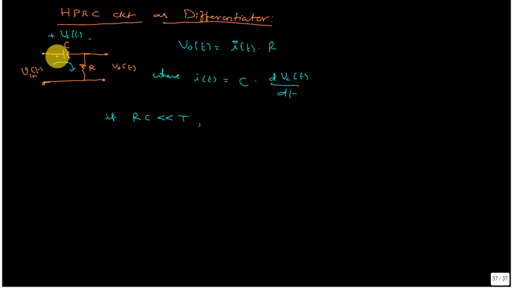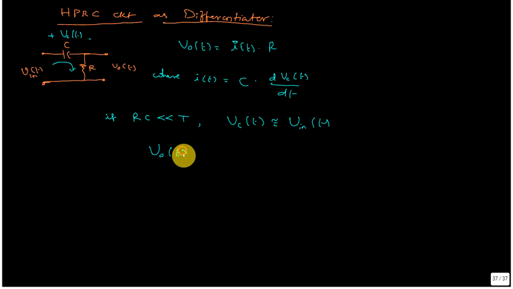If the capacitor reaches the input voltage, then the voltage across the resistor is 0, because if you are applying 10 volts as input, and the capacitor takes the 10 volts, then no voltage remains across the resistor. So if RC is very small compared to T, then the voltage across the capacitor is approximately equal to V input of T. So substitute this value for this condition in the above current equation.